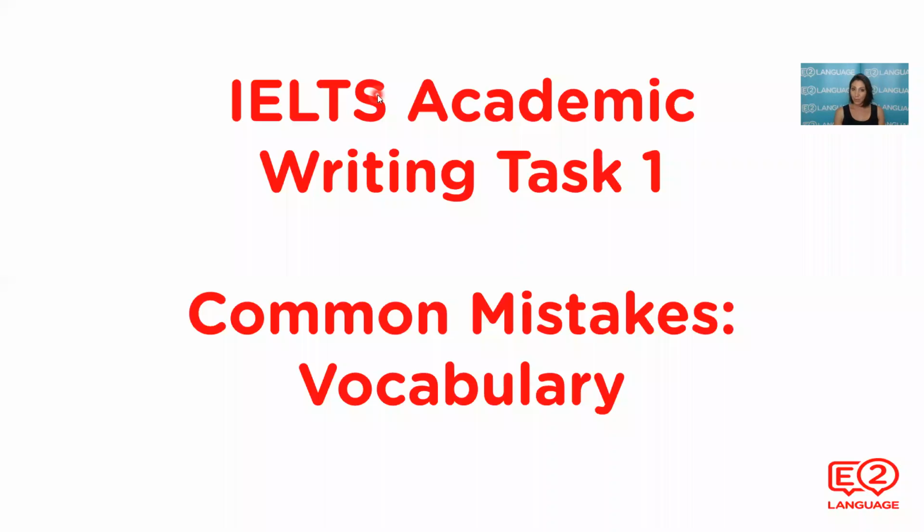So today we're going to be looking at IELTS Academic Writing Task 1, and we're going to be looking at common mistakes related to vocabulary. The week before last, we looked at common mistakes related to grammar. So today we're going to look at the difference between a 6.5 and a 7 in relation to accurate, precise, and correct word choice.